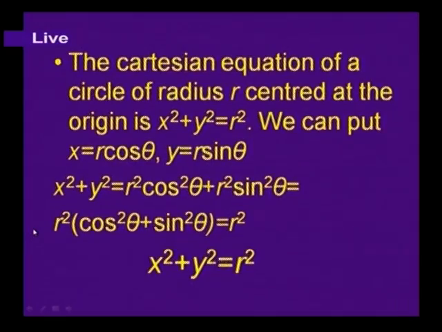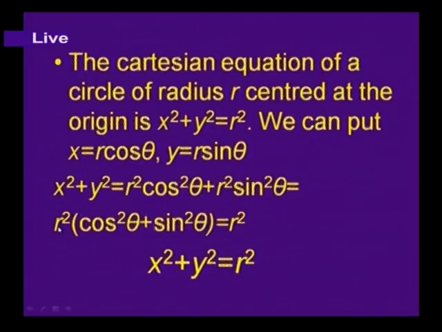If we do the problem, we are squaring on both sides and adding, and we get x square plus y square is equal to r square cos square theta plus r square sin square theta. Do you understand, friends? Yes. On the right-hand side, r square is common in both terms.